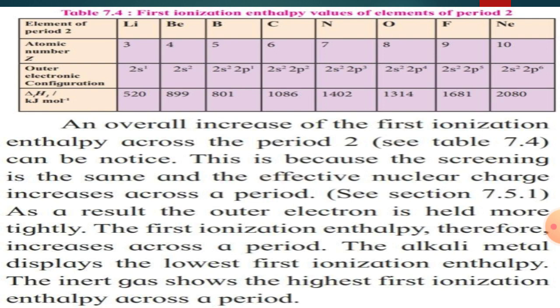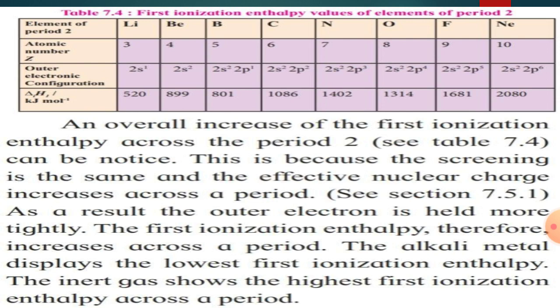There is an overall increase of the first ionization enthalpy across the period. You see the value 520, 899, and so on, moving up to 2080. What do you observe? That the first ionization enthalpy value increases. Why? Because the valence shell is the same and the screening effect is the same. As the number of shells is the same in all of these elements, the screening effect will be the same. But as the number of protons is increasing, the effective nuclear charge increases across the period.